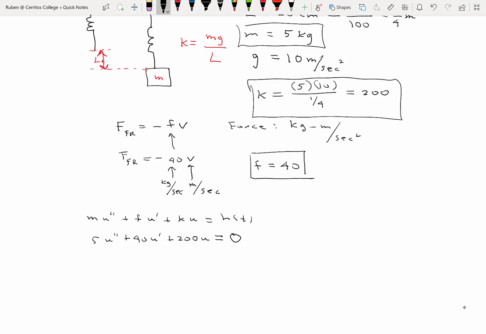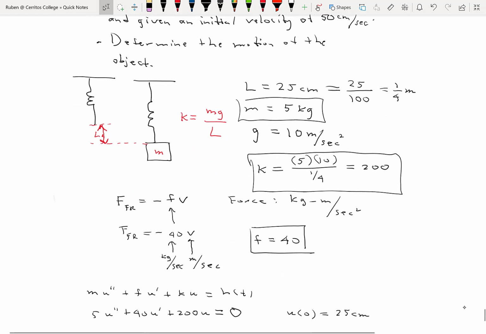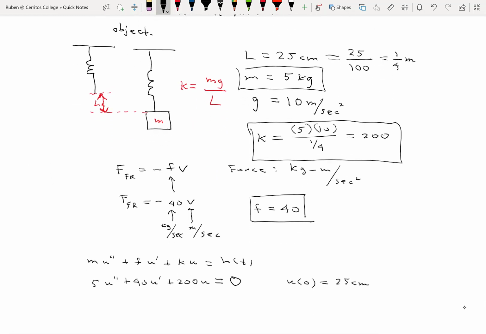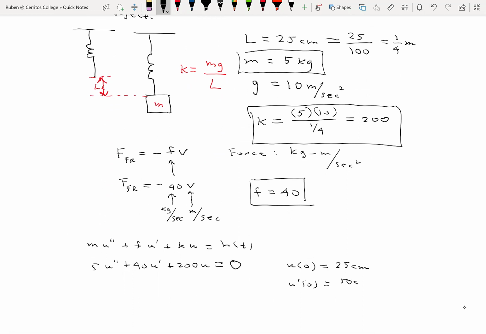We also have a couple of initial conditions here. We have that the initial displacement was an additional 25 centimeters. Not the original 25 centimeters that brought the spring to equilibrium, but after that occurred, we pulled the spring an additional 25 centimeters from rest, and we gave it an initial velocity of 50 centimeters per second. Now we have to clean up these units too.